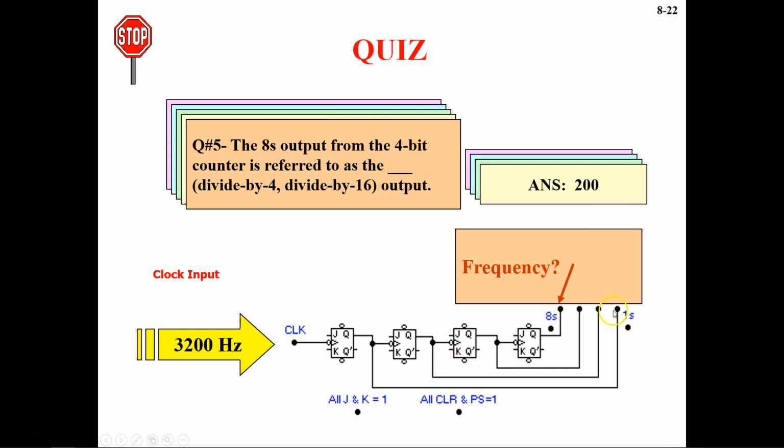Otherwise you can remember it this way: you are going to get the frequency f by 2, where f is 3200, and this one will be f by 4, where f is 3200, and this is going to be f by 8, f is again the 3200, and then this is going to be f by 16, where f is again your input clock frequency. So the answer for this is going to be divide by 16.